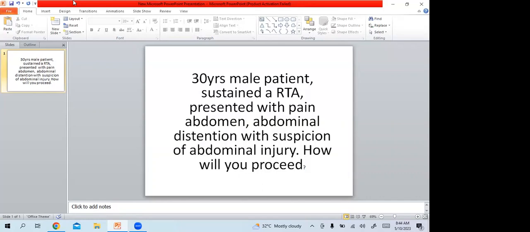Sir, the Pringle maneuver is clamping the hepatoduodenal ligament, which contains the hepatic artery and portal vein, by entering the lesser sac, with a vascular clamp. It decreases the blood flow to the liver, and we can assess the injury. Also, it differentiates the bleeding from the hepatic vein from that of the hepatic artery and portal vein.